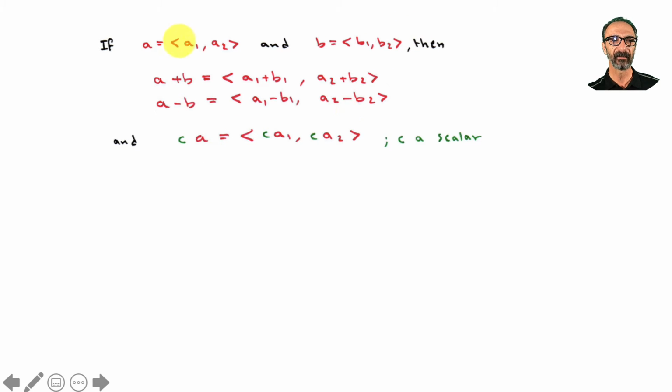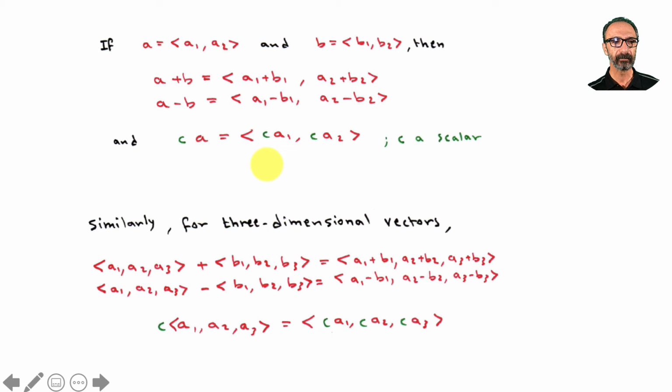If you multiply the vector A by a scalar C, you just multiply inside, kind of like the distributive property. Same way for 3-dimension.